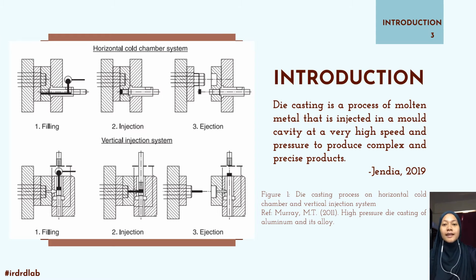First of all, die casting is a process where molten metal is injected into a mold cavity at very high speed and pressure to produce complex and precise products. Based on Figure 1, there are two types of die casting processes, which include the horizontal cold chamber system and the vertical injection system. The advantages of the die casting process include a high production rate, exceptional dimensional repeatability, and less machining due to the less casting finish stock.